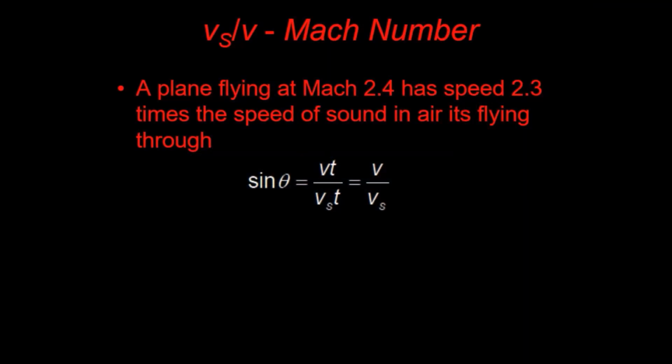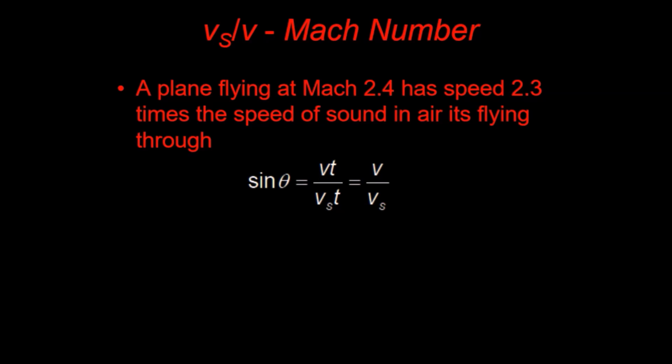Now Vs over V is usually given in terms of a Mach number. A plane that's flying at about Mach 2.3 has a speed equal to 2.3 times the speed of sound. So if you're going Mach 2.3, and you often hear these kinds of words thrown around, it's going 2.3 times the speed of sound in the air it's flying through.